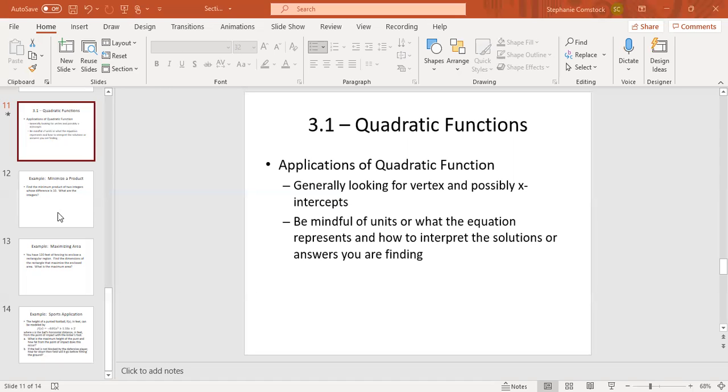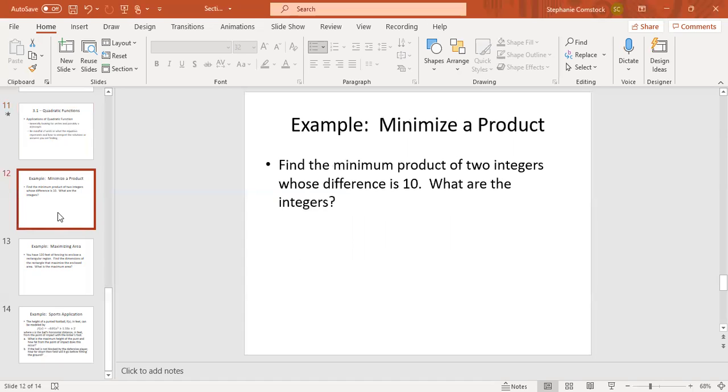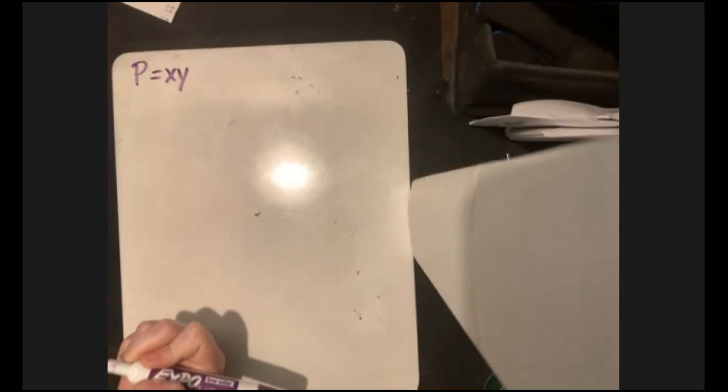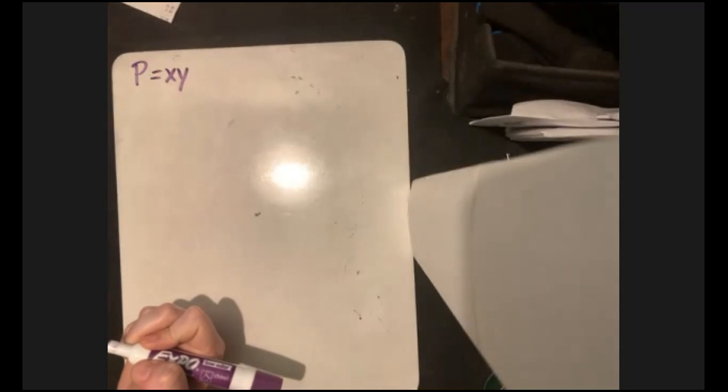So the first example that we're going to look at is they want us to find the minimum product of two integers whose difference is 10. Okay, so they want us to figure out what these two integers are. So we've got a couple of things going on here. They want us to minimize a product of two integers. So I'm going to say that P is my product, and I'm just going to use X and Y for my integers. And then they said that the difference, so difference means subtraction, between these two integers is 10. So we've got X minus Y is 10.